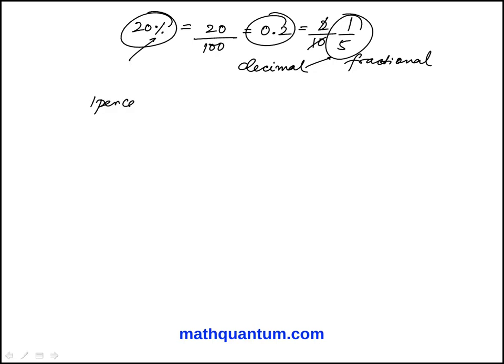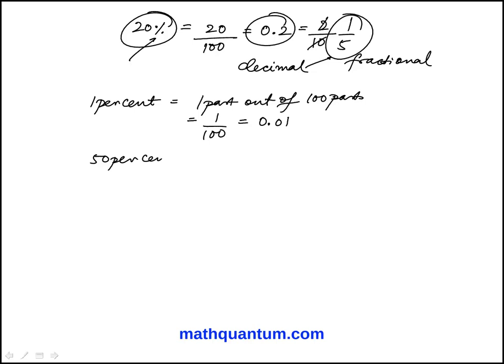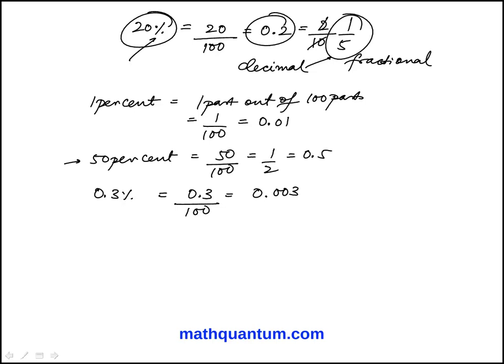And carrying this on, we say 1% is the same as 1 part out of 100 parts. So that would be the same as 1 out of 100, or 0.01. 50% would be 50 out of 100, or half, or 0.5. So it's important to know some of the common ones, what they're equivalent to. And if you see 0.3%, that's just 0.3 parts out of 100. And you could write it in decimal form, moving the decimal 2 places back.